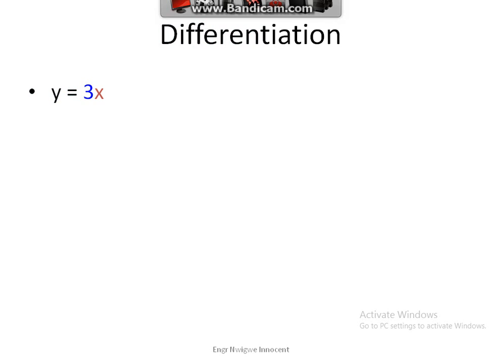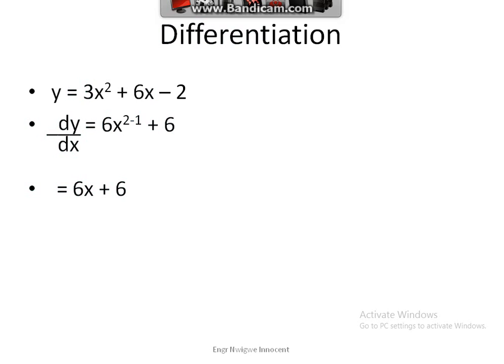Let's look at the differentiation. y is equal to 3x squared plus 6x minus 2. Therefore, dy over dx is equal to 6x raised to power 2 minus 1 plus 6, which is equal to 6x plus 6.